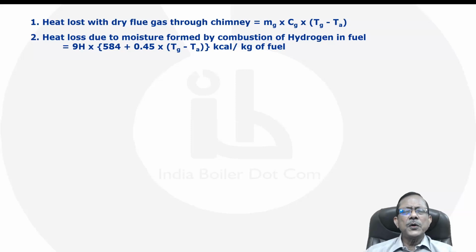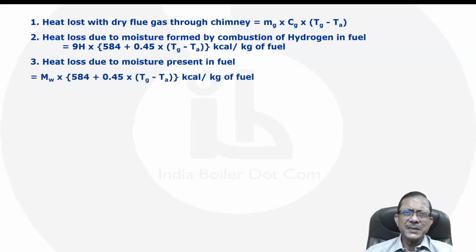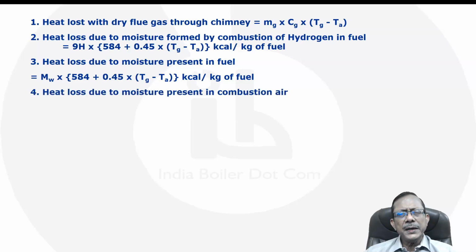584 is the latent heat, 0.45 is the specific heat of steam at the condition of combustion, and again Tg is the APH outlet gas temperature, Ta is the ambient temperature. The next moisture loss is the moisture loss due to the moisture present in the fuel, right? So in this case, Mw is the mass of moisture in kg per kg of fuel, and the remaining is the latent heat and the superheat that is going away with the steam when it passes through the flue gas from the stack.